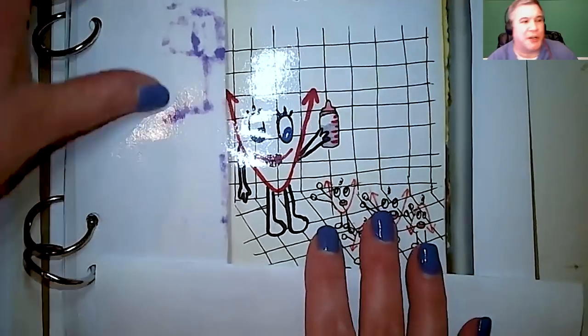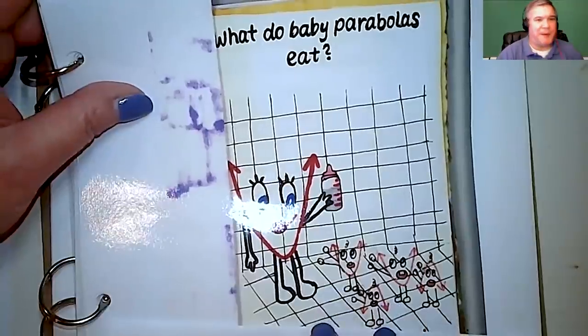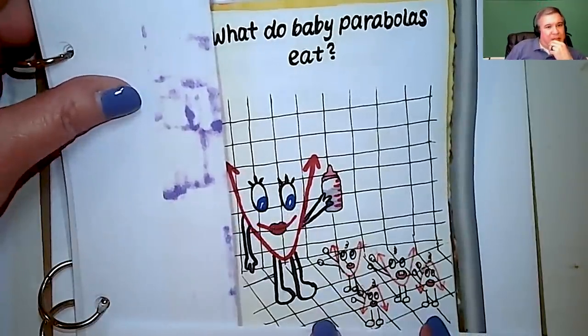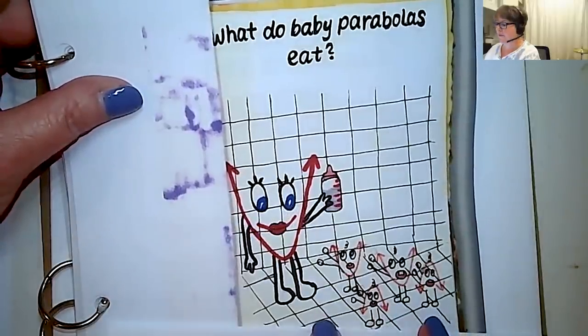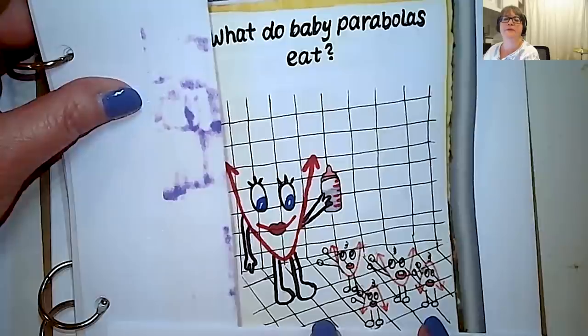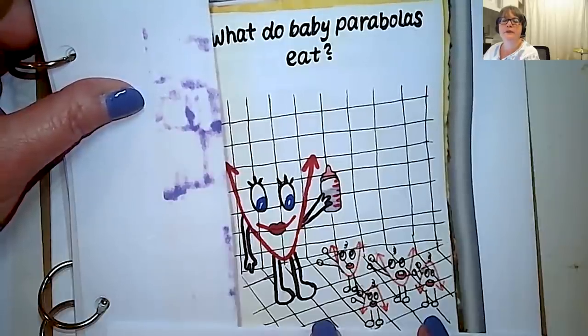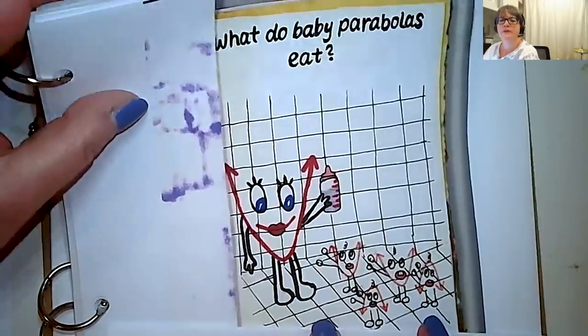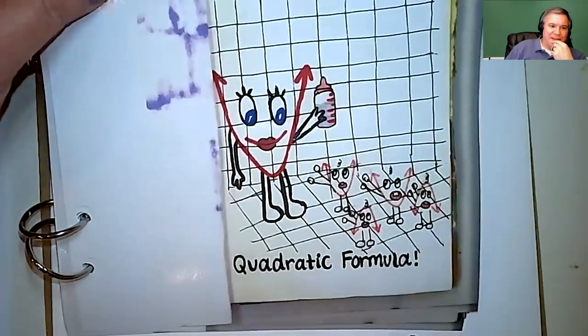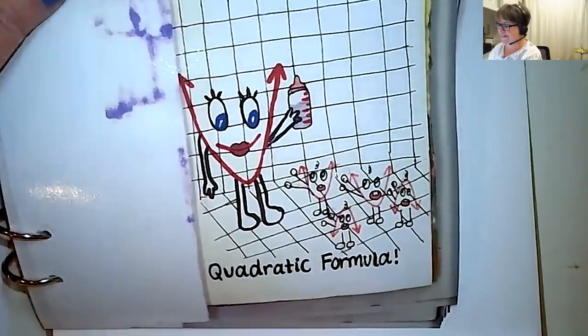And I do have to tell a joke. I haven't told a joke even yet. Oh my gosh, we haven't had our joke yet. People have set us up two times just to get to the joke. This joke is, what do baby parabolas eat? I love this joke. What do baby parabolas eat? Quadratic formula, of course.